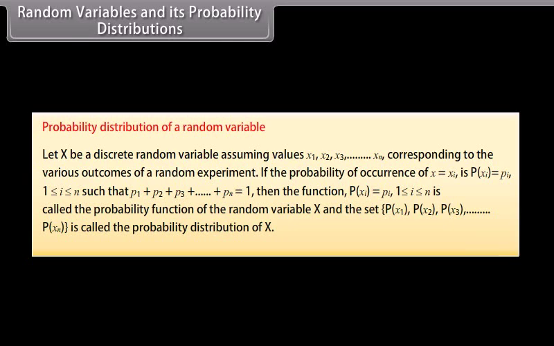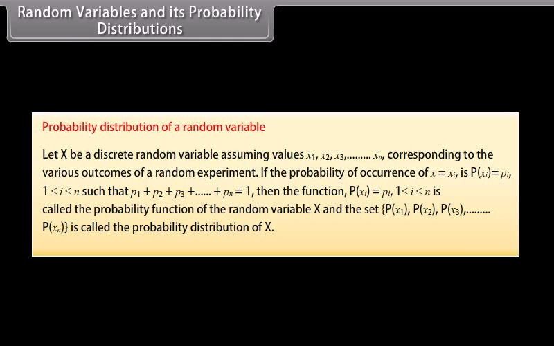Random variables and its probability distributions. Probability distribution of a random variable. Let x be a discrete random variable assuming values x1, x2, x3 up to xn corresponding to the various outcomes of a random experiment. If the probability of occurrence of x equal to xi is pi, 1 ≤ i ≤ n, such that p1 + p2 + p3 + ... + pn = 1.